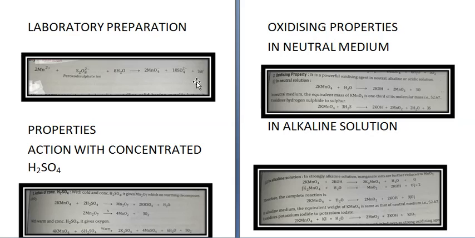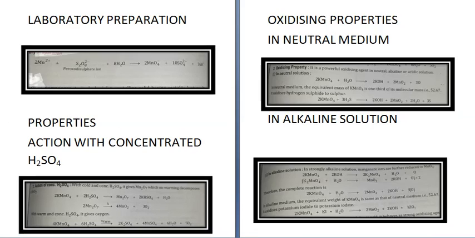The next property is action with cold and concentrated H2SO4. It gives Mn2O7, which on warming decomposes to MnO2. The reaction involved is 2KMnO4 plus 2H2SO4 gives you Mn2O7 plus 2KHSO4 plus H2O. This Mn2O7, two molecules, on heating give you 4MnO2 plus 3O2. This is the reaction with cold H2SO4.